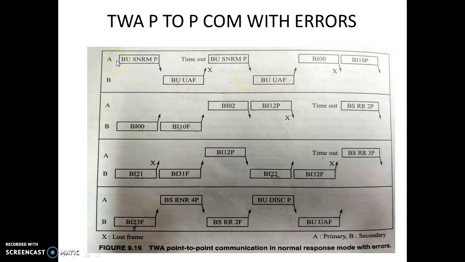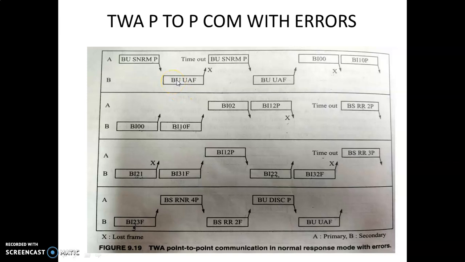The primary station is sending a command with P/B equal to 1. What is this B? This is the address of the secondary station. What is this U? It is an unnumbered frame. What is this? It is a mode setting command, set normal response mode, with P equal to 1, sent to B.